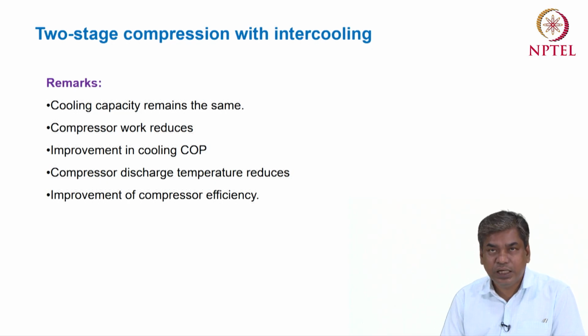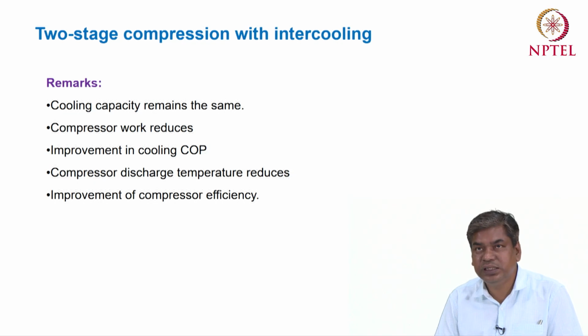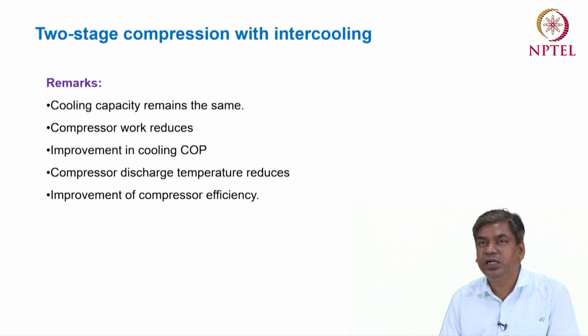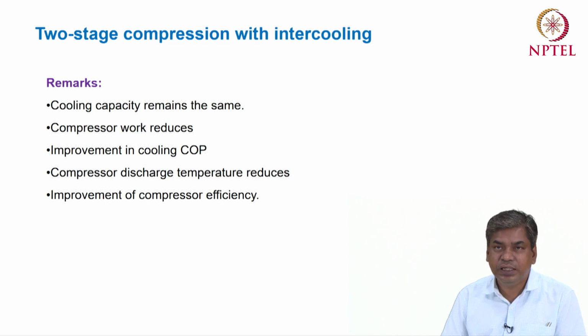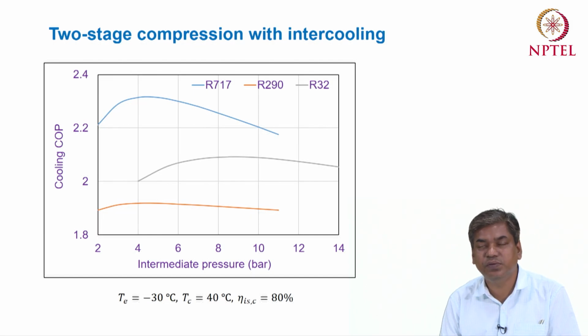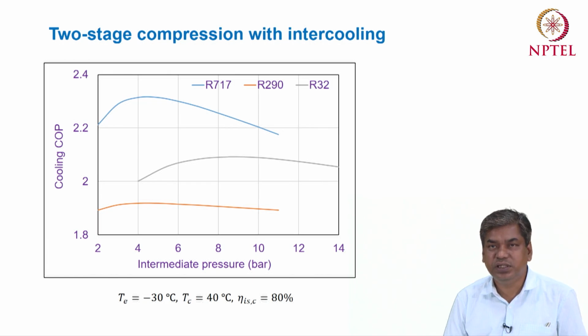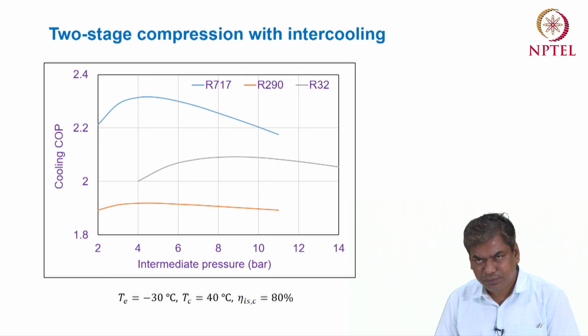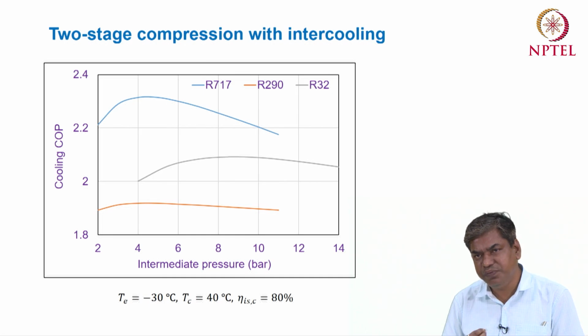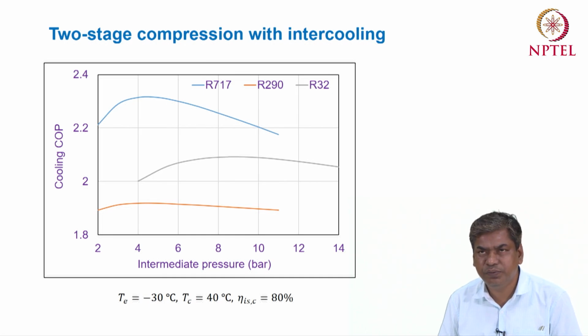Now, another question related to this cycle is that we have assumed some intermediate pressure, the intercooler pressure. So the question is, if we change the intercooler pressure, how will the system performance vary? That variation we can see in this figure. First of all, we will see how the cooling capacity will vary if we vary the intermediate pressure. For this calculation I have taken a fixed evaporator temperature and a fixed condenser temperature for all the refrigerants.